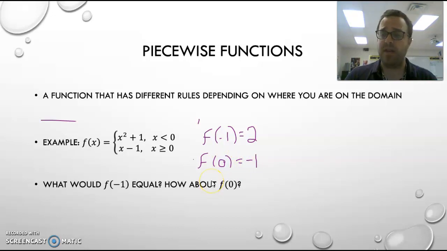Okay, so basically for a piecewise function, there are two different rules, and they interchange based on the domain I'm on. For this one, less than 0, I use the top rule. Greater than or equal to 0, I use the bottom rule. They'll tell you what domain you use the rule on. You just plug into where you're supposed to plug into, and that's all you have to do for a piecewise function.